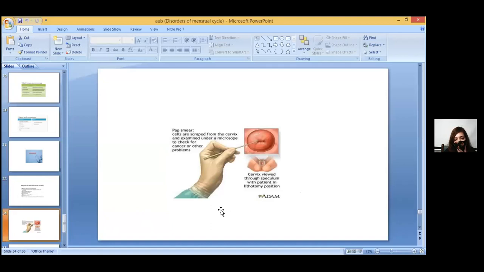So this is how we do the pap smear. This is the mouth of the cervix, and the spatula is inserted at the squamocolumnar junction, and then we take the scraping from this area, and then we send it for testing. This is a mandatory test for the screening of cervical cancer.